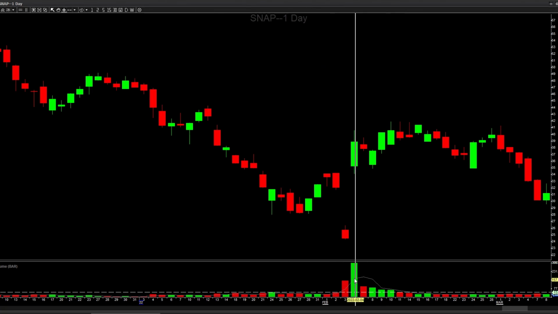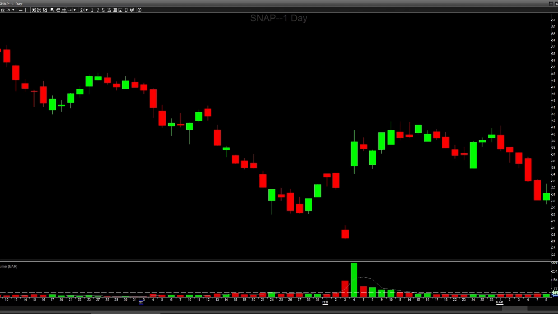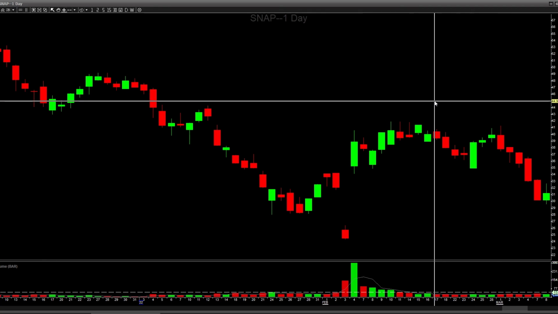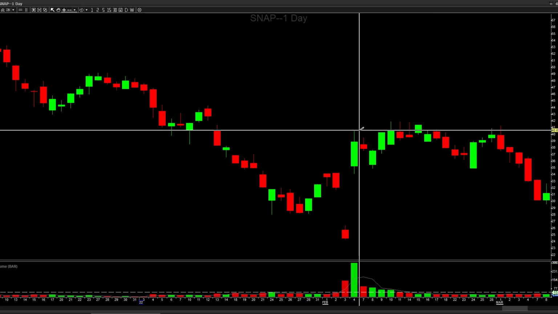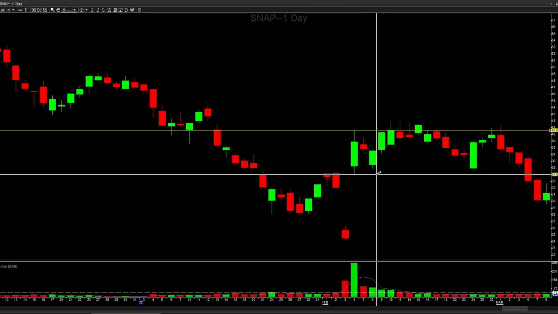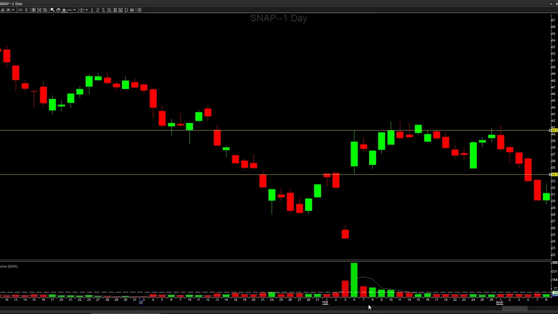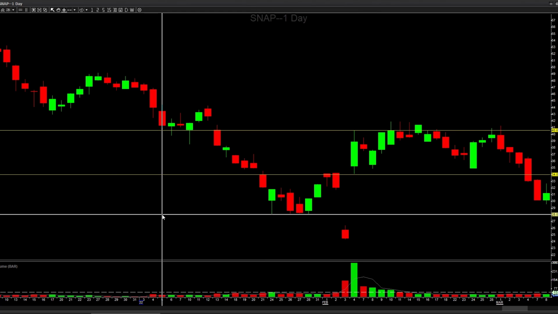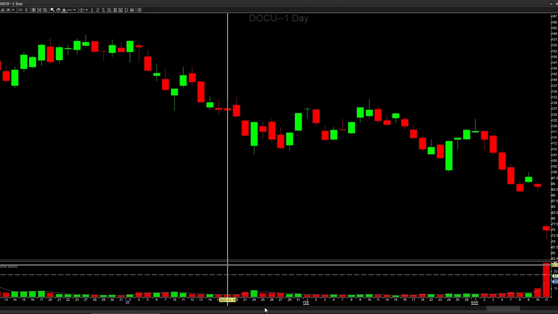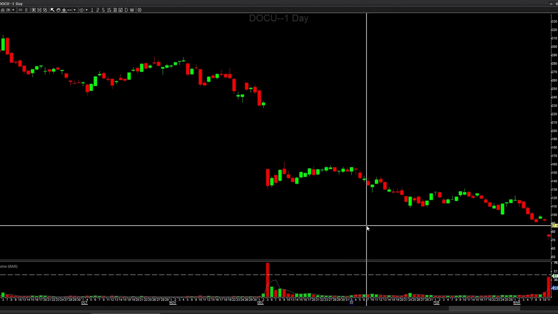So here we have this high volume event on this day. And now what I want to do is mark levels around the top and bottom of this candle. And now I can play the top and bottom levels of this candle from this high volume day. Let's pop over to another one and see if we can find a high volume event there.